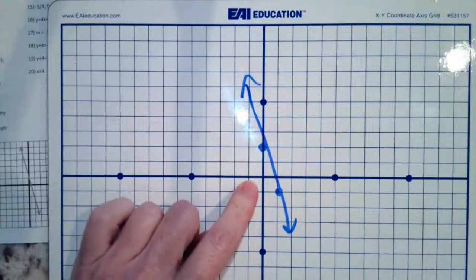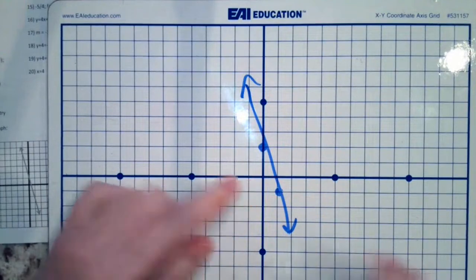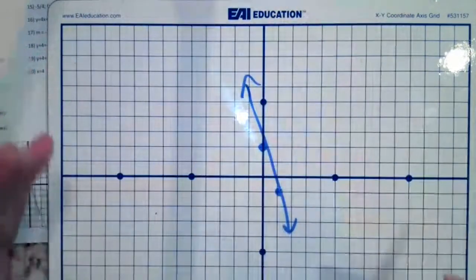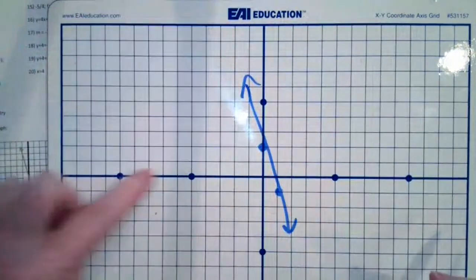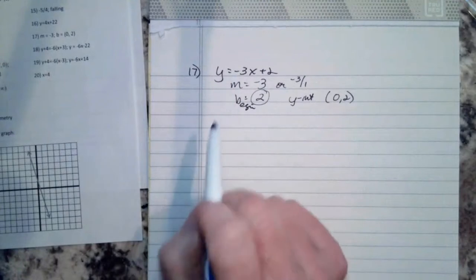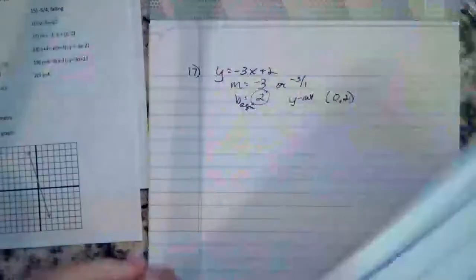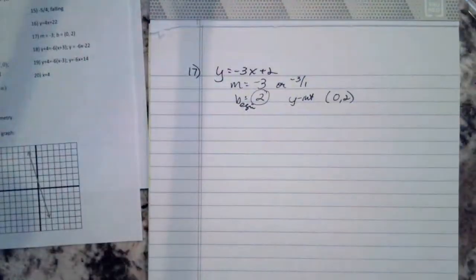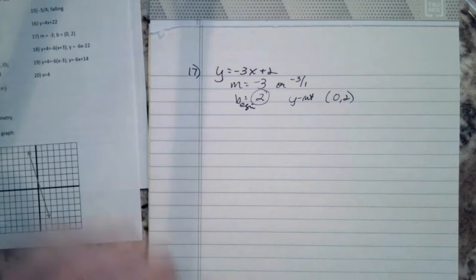Look at that line and ask yourself, is that a negative slope? Yes, it would be falling from left to right. That airplane is taking off in the negative direction, so it should have a negative slope. It does have a negative slope right there. So at least I know my line's going in the right direction. Okay, let's look at number 18.